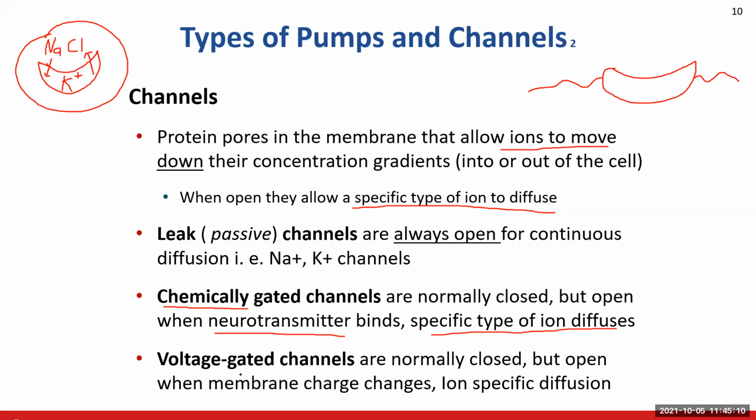Again, it's a gated channel, so that means it's usually closed. We need something to open it up, but in this case, voltage is required, electricity. So in this case, what we're going to see is when the plasma membrane charge changes to a certain value, and we'll talk about this later on, that will trigger this gate to open. And when it does, we have a specific type of ion that's going to diffuse through it. So you'll have voltage gated sodium channels, voltage gated potassium channels, all these different types. But again, the title of it tells you how that gate works.